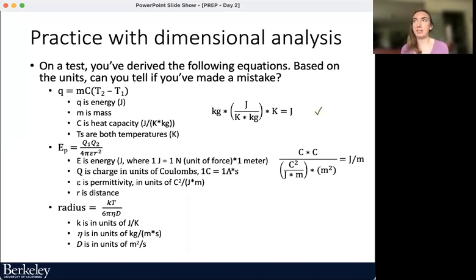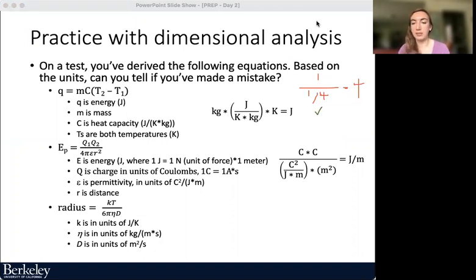So if I had 1 divided by, let's see if I can draw, 1 divided by 1 over 4, sorry, that's a 4, then the answer would be 4. So that's how the joules ended up on the top again.